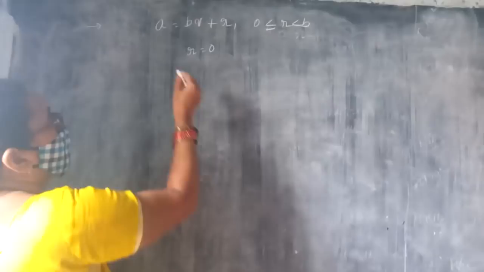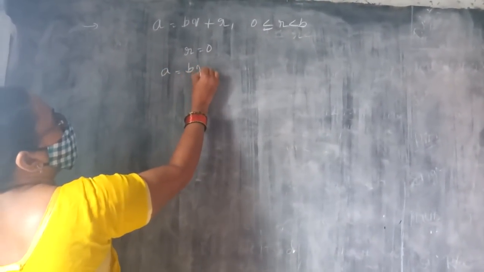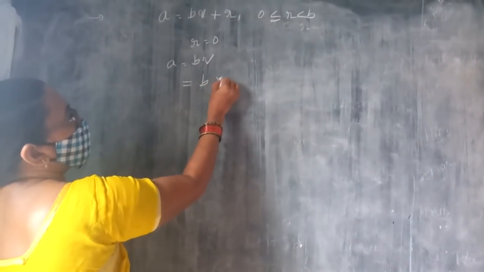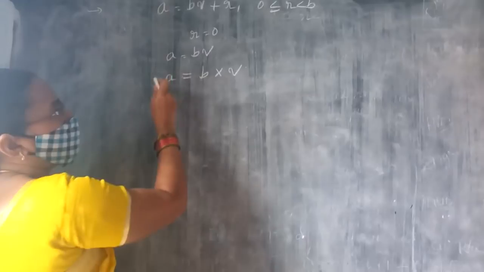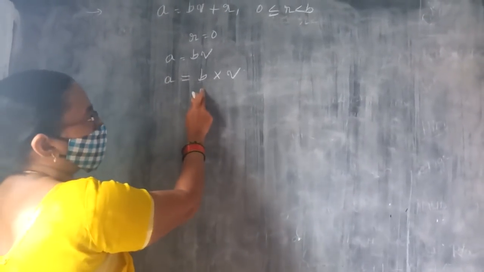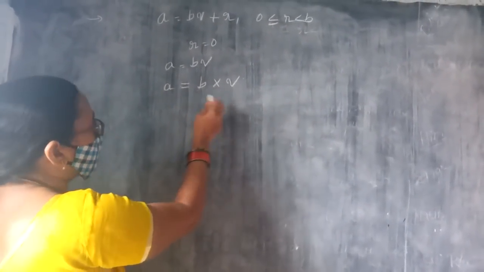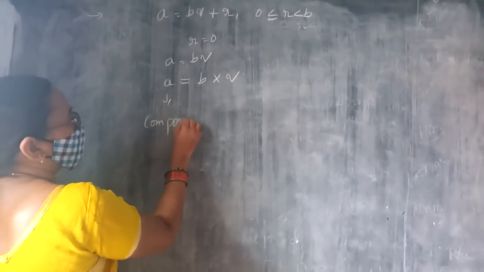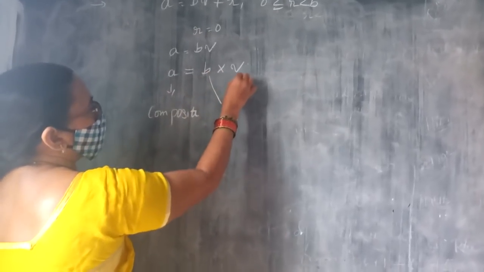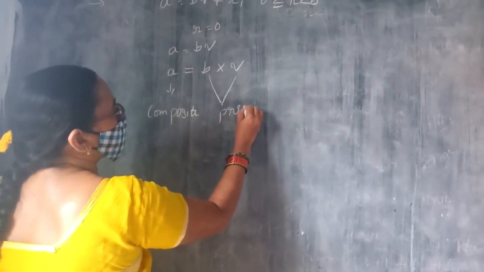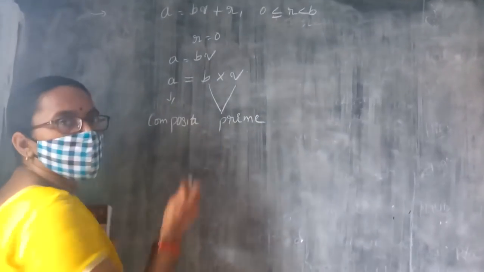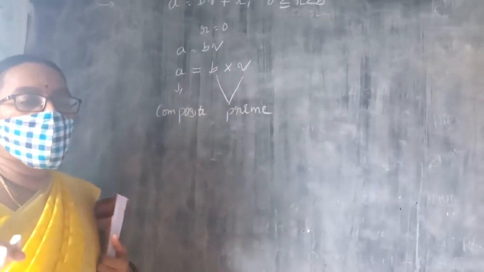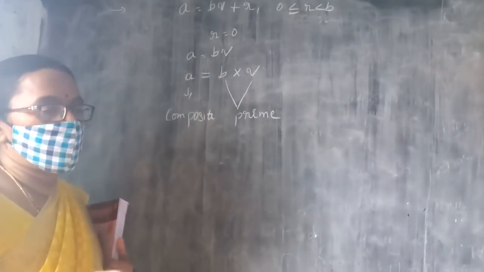What happened? a equals bq, which means b into q. a can be written as the product of b and q. So a is a composite number, and b and q are prime numbers. What is the meaning of this expression? We can change the composite number into a product of primes.